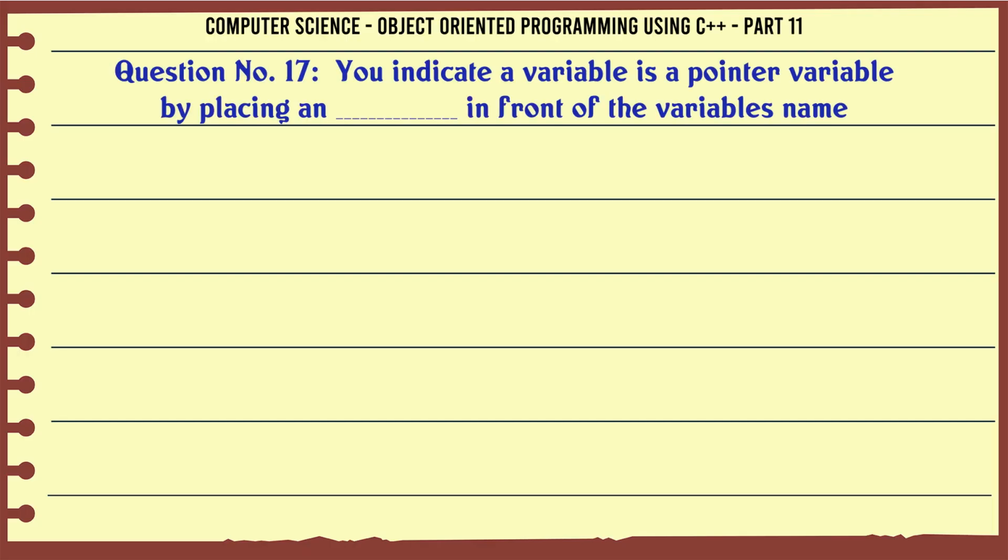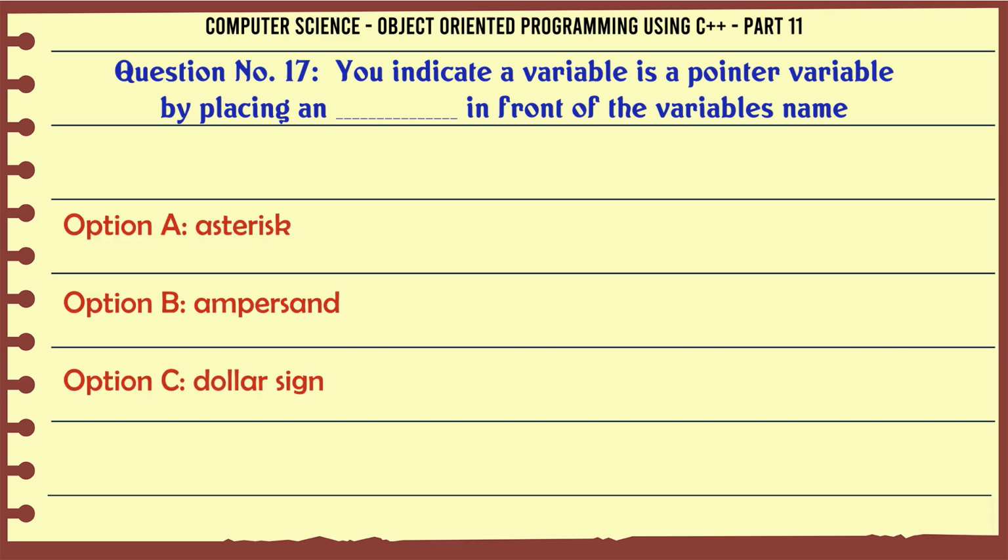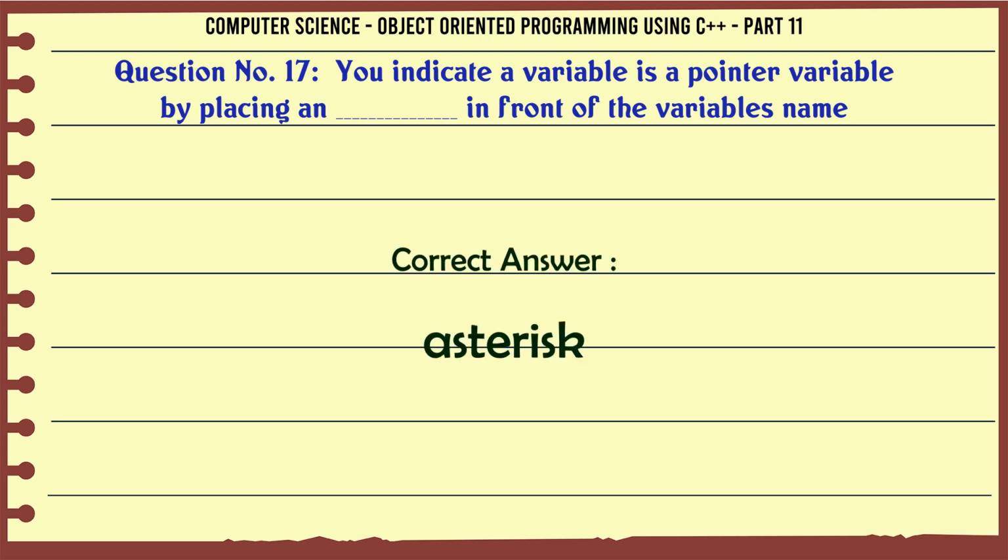You indicate a variable is a pointer variable by placing an in front of the variable's name: a) asterisk, b) ampersand, c) dollar sign, d) exclamation point. The correct answer is asterisk.